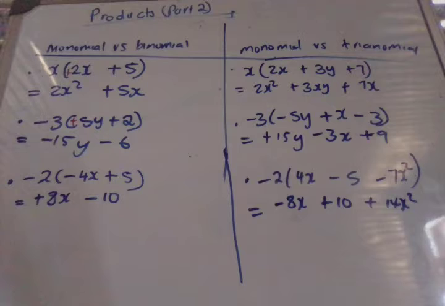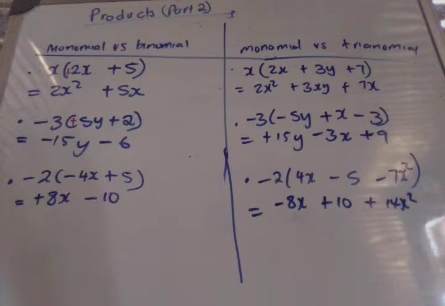Today we're going to do part 2 of the grade 10 mathematics topic, products. We're going to be looking at how we multiply a monomial and a binomial, and also how we multiply a monomial and a trinomial. But before we go into those, I want to set out some reminders of how we go about this whole multiplication process.